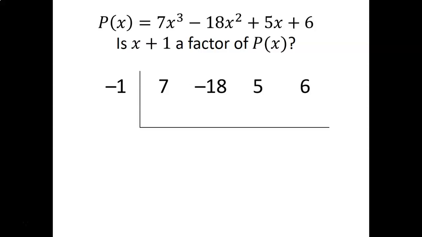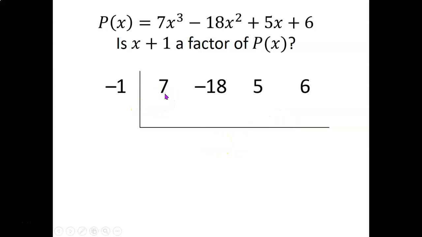Now remember, when you set this up, if I'm dividing by x plus 1, the number I have to put out in front is the number -1. And I've got 7, -18, 5, and 6 here. Now that it's set up, let's start adding and multiplying.